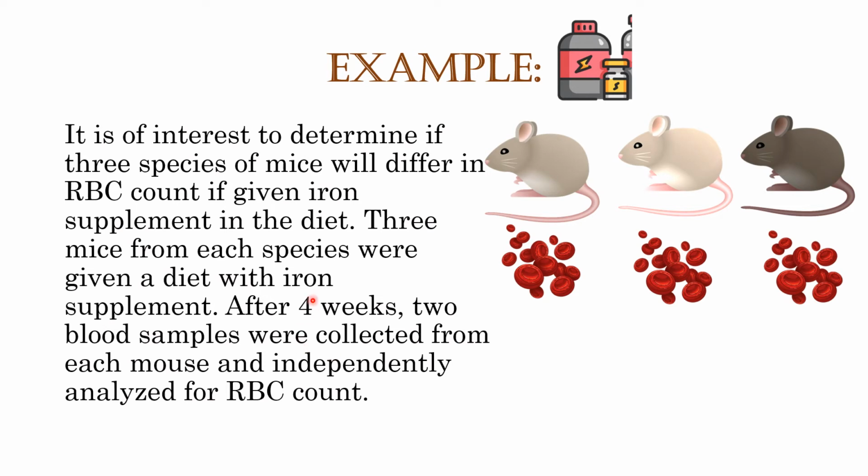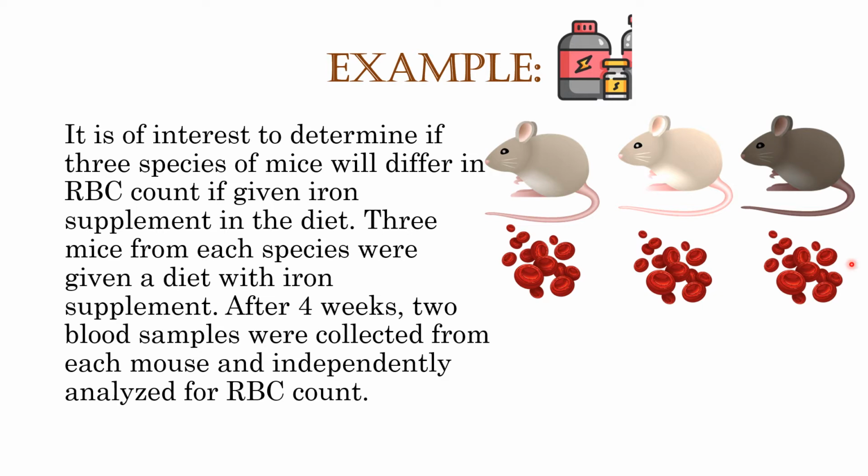Just say, for example, it is of interest to determine if three species of mice will differ in red blood cell count if given iron supplement in the diet. Three mice from each species were given a diet with iron supplements. After 4 weeks, 2 blood samples were collected from each mouse and independently analyzed for red blood cell count. So in this species of mice I've taken 2 blood samples, and also in this species, and also in this species.